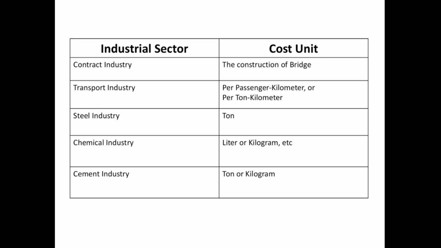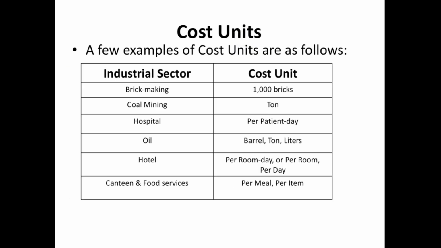In the chemical industry, it is per kilogram of chemical produced, or per liter of solutions. In the cement industry, it is per ton or kilogram of cement produced. Therefore, the cost unit differs from industry to industry, depending upon the units produced by them.